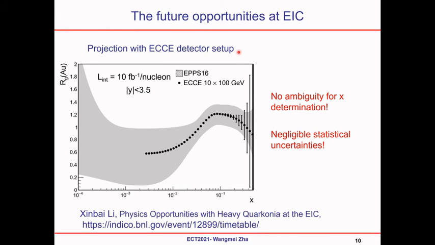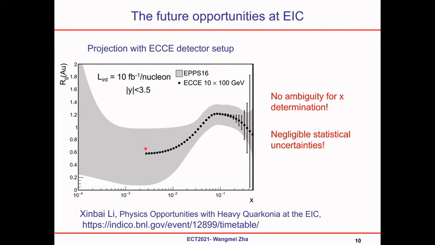Okay, and as I just mentioned, for the measurement in hadronic collisions, we have ambiguity of x determination, but this will not be a problem in the future EIC complex, because for the EIC there is production from only one direction: the electron will emit the photon, and the photon will collide with the nucleon.